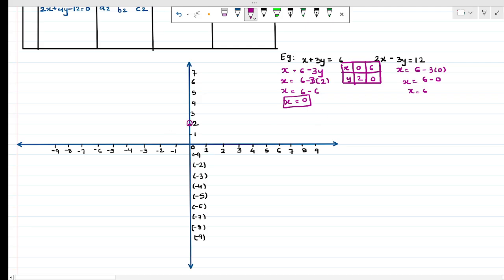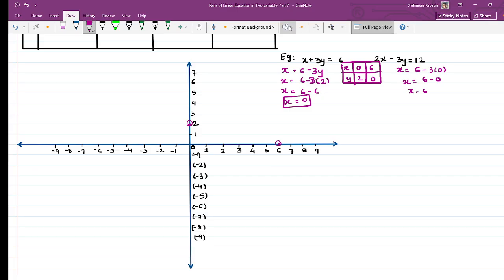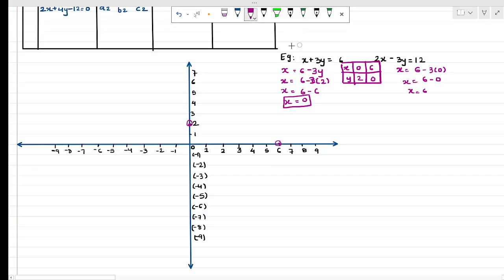And the second point says x is 6 and y is 0. That means on the x-axis I go to 6 and y is 0, so I get my point somewhere over here. Now, with the help of a ruler, draw a straight line passing through these points. Done.